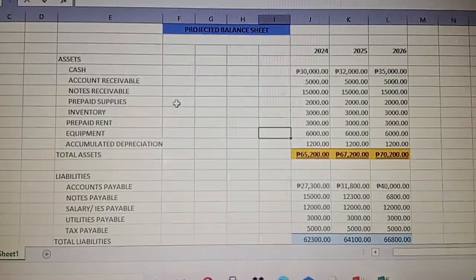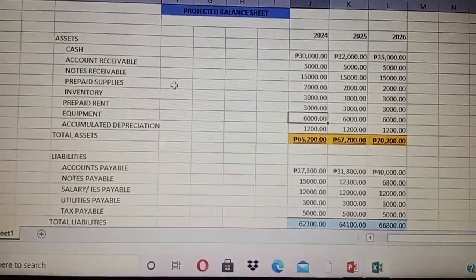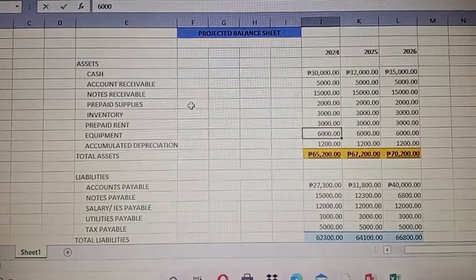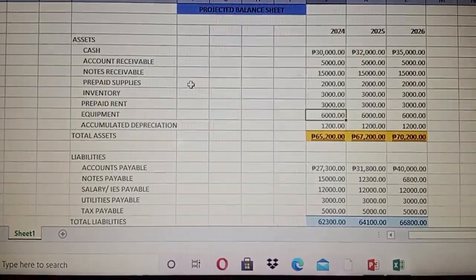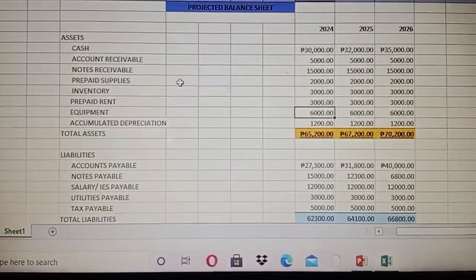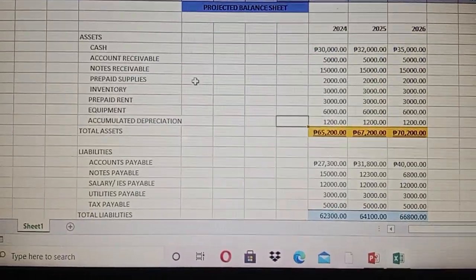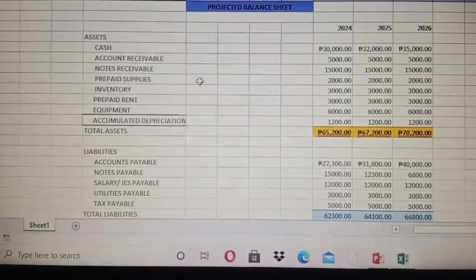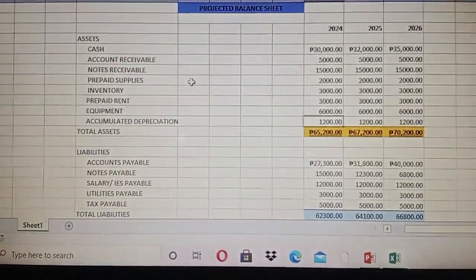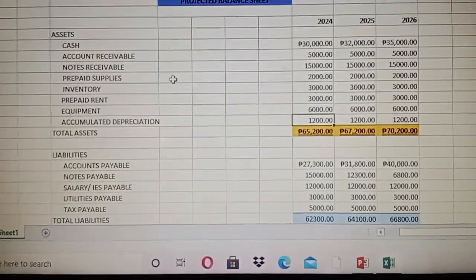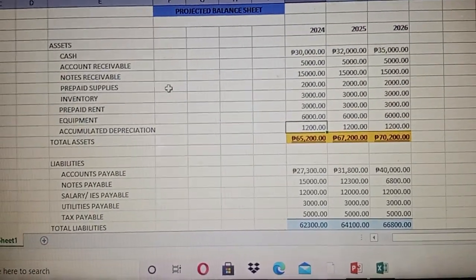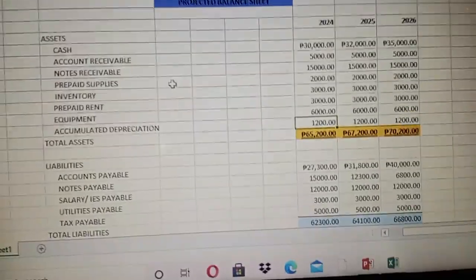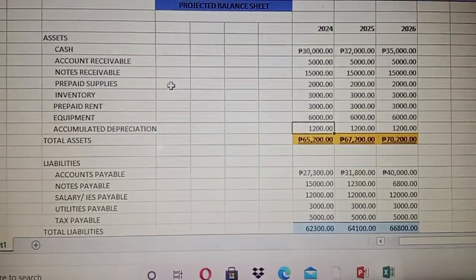And then the equipment is composed of 4,500 worth of oven and 1,500 for the blender or mixer. This is from real base that I can check online, based on what I have already purchased before. And then accumulated depreciation, how to get this amount? As I mentioned to you a while ago, 6,000 pesos divided by 5 years. So that is the allowable accumulated depreciation for equipment, as I purchased it for 6,000.